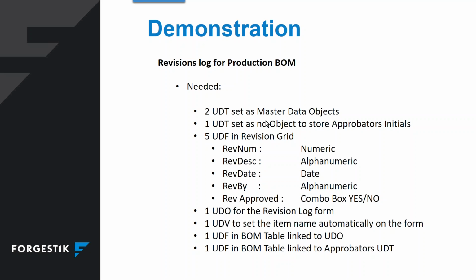Now, in one of those tables, the child one, which will be the grid, I will add some columns. The revision number, which will be a numeric field. I will add the description, which will be an alphanumeric field. I will put the date. I will put a field to enter the initials or the name of the person who created the revision, and a combo box just to tell if it was approved or not.